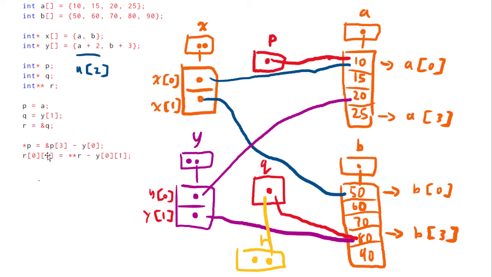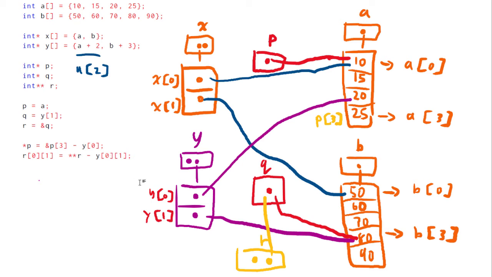Let's look at the next one. Dereference P. What is dereference P? If we dereference P, we are at this location. Dereference P is equal to the address of P3. If P0 is here, then P1, P2, P3. Our P3 is 25. So let's put a small label. This is our P3.